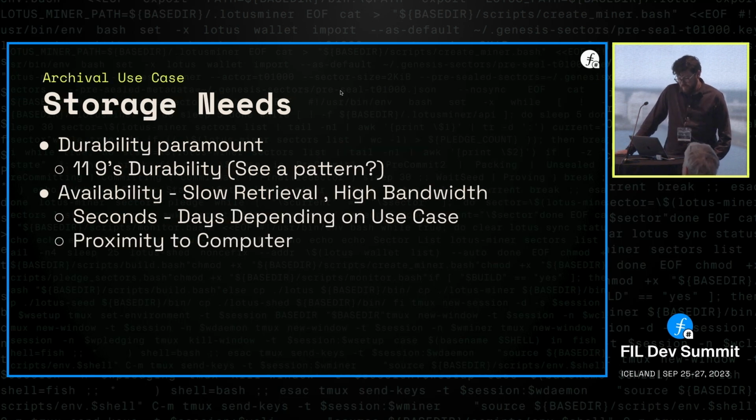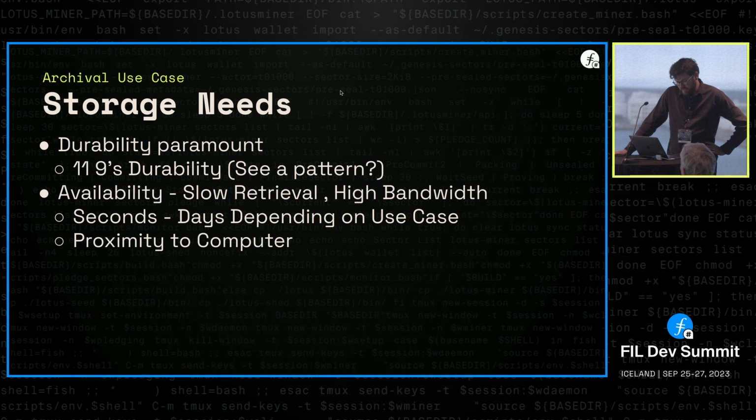So for this one, durability is paramount. Durability, there's a pattern, as you see here: 11 nines of durability, everyone needs that. No one can ever tolerate data being missing. Nothing's worse than being a cloud provider and saying, oh, sorry, we don't have your data, we lied to you. Availability: slow retrieval, high bandwidth.